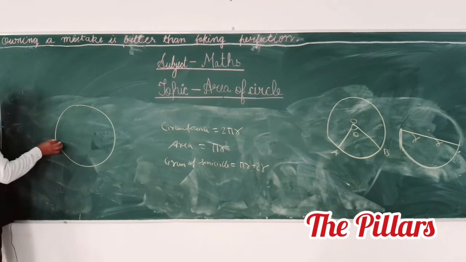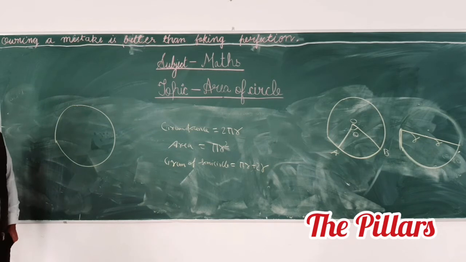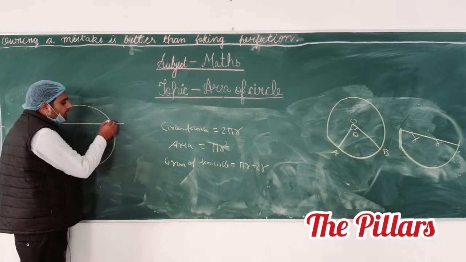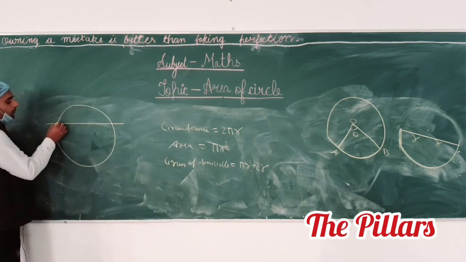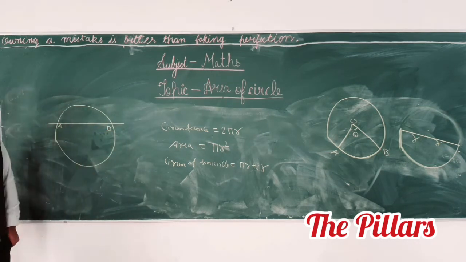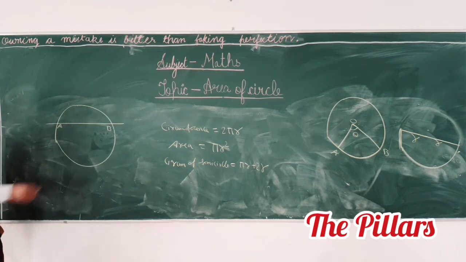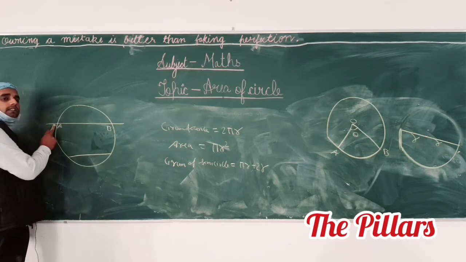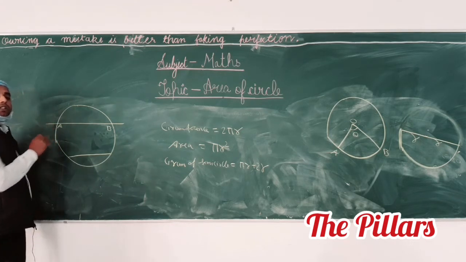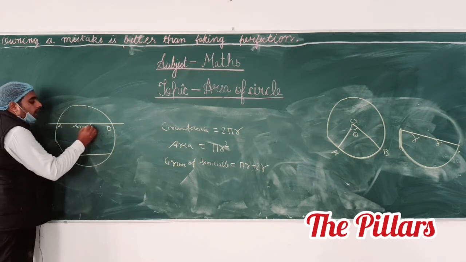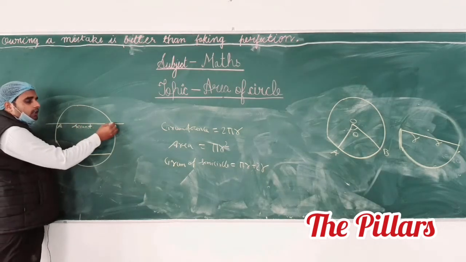Suppose this is our circle. If any line intersects the circle at two different points, this is said to be the secant. AB is the secant. In a secant we have to mention the line, but whenever you discuss the chord, this is your secant. This is the line, and it intersects at two different points.